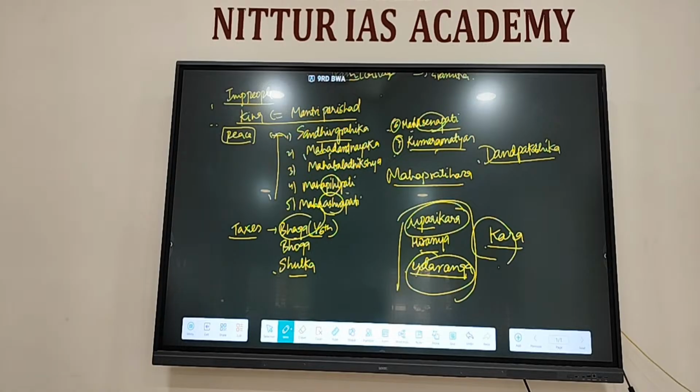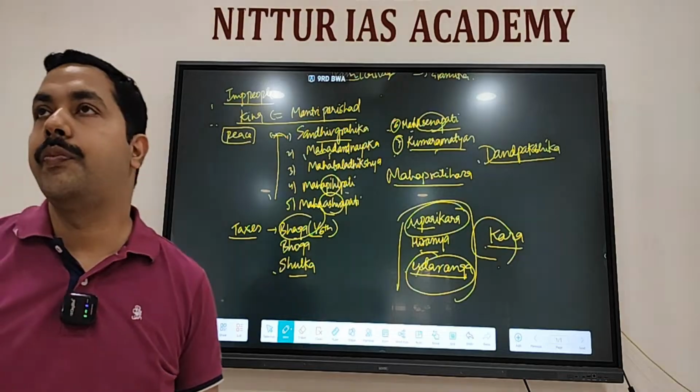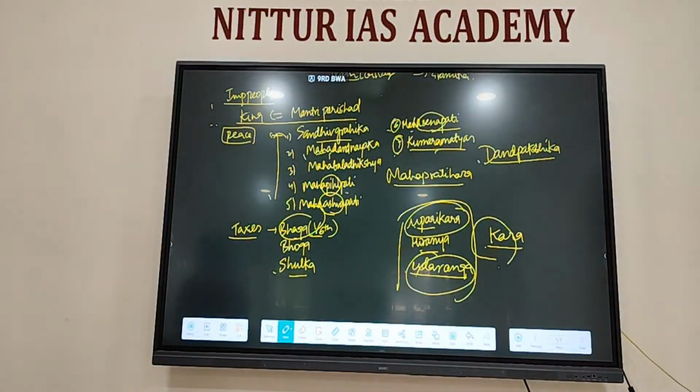This grant used to be given. Which grant? The land grant. Brahmadeya, Grahara. We have written Brahmadeya grant, Grahara grant, Deva grant. This grant used to be given for spread of agriculture, for promotion of learning.